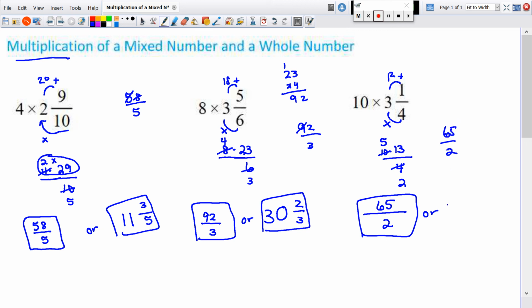I'm sorry, I don't mean to cancel that out. 65 divided by 2. 2 goes into 6 three times, and 2 goes into 5 two times with 1 left over. Denominator always stays the same. So 32 and a half.